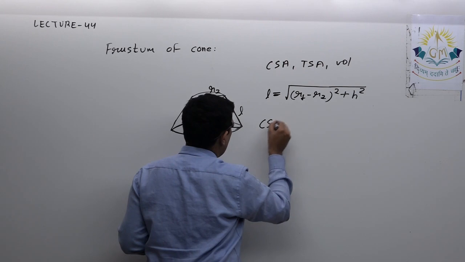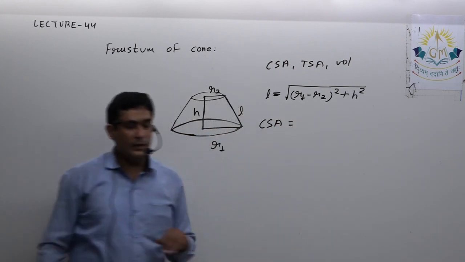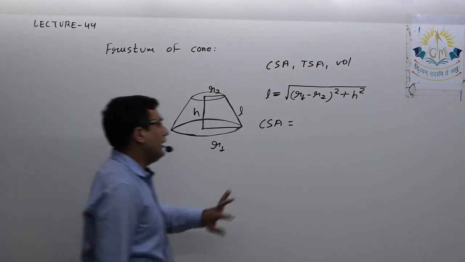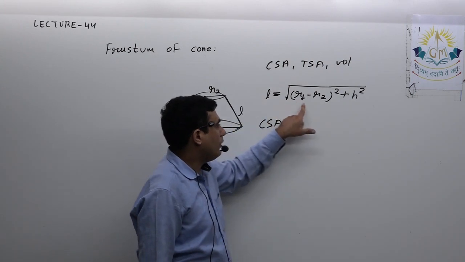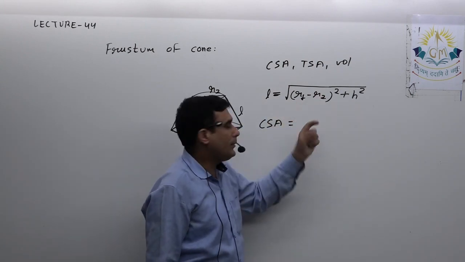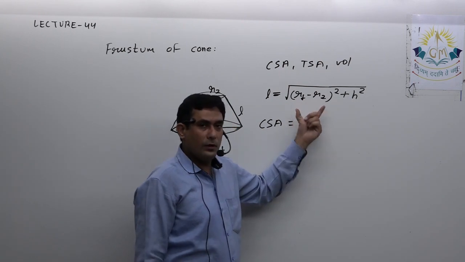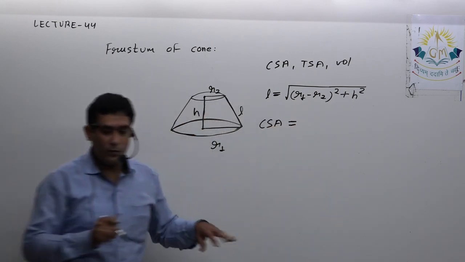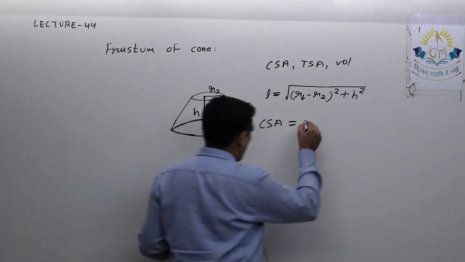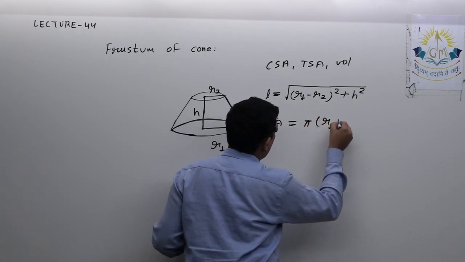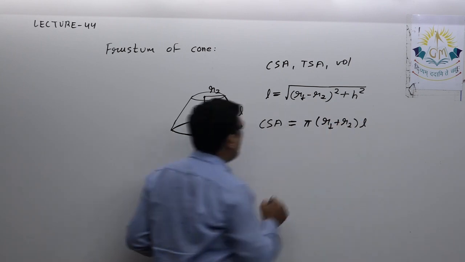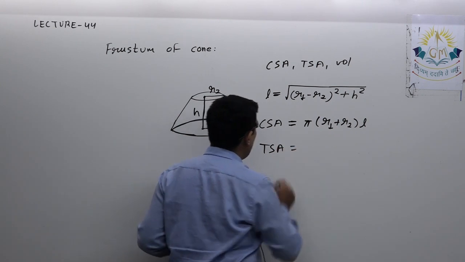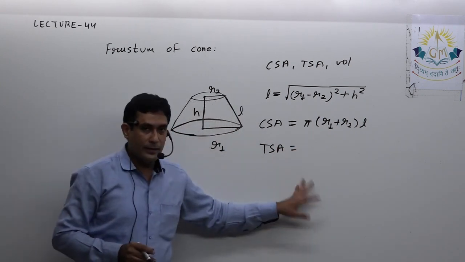Now, for its curved surface area, if you know the formulas of CSA, TSA, volume and slant height of a cone, then you can correlate. In a cone, the slant height was root over R square plus H square. Here, instead of R, we wrote (R1 minus R2) whole square. Similarly, the CSA of a cone is pi RL. Here I write pi, and instead of R I write (R1 plus R2), and L remains as it is.